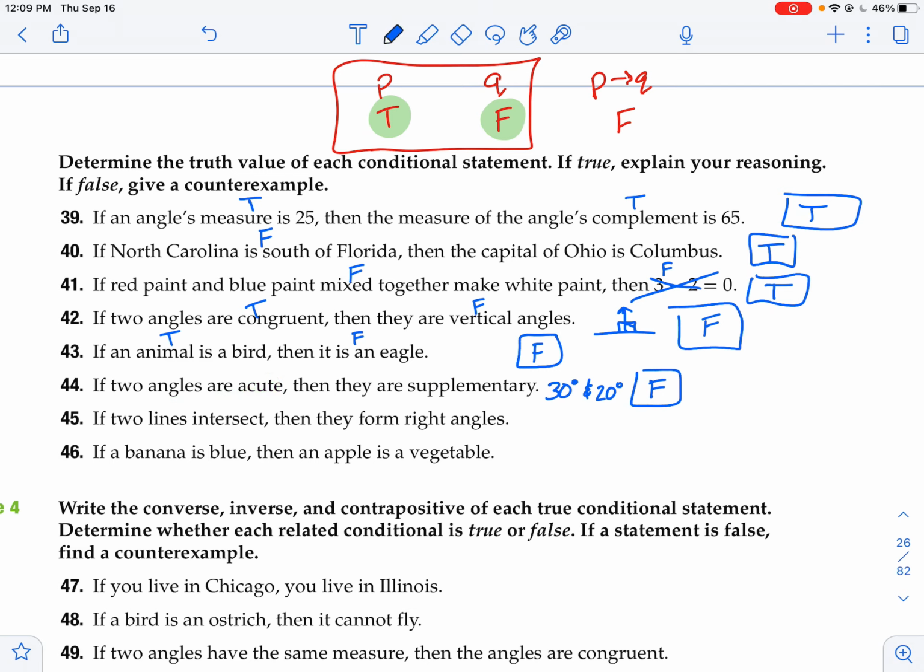And then on the last two, I have false and I have true. Now on 46, why do I have true? Because a banana is definitely not blue and an apple is not a vegetable. False, false. And if I have a false hypothesis, it doesn't matter what my conclusion is. It's always a true statement.